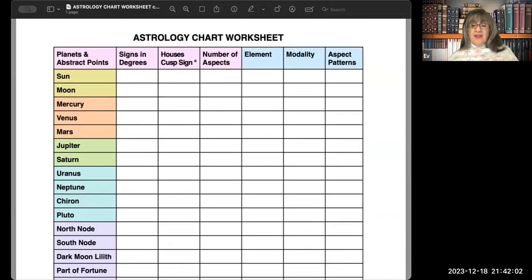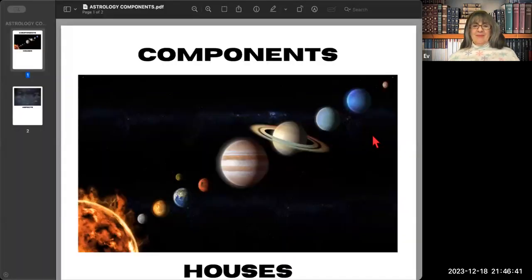The next step is going to be, now this is to me the fun part and the exciting part. These are the planets, which are part of the components of astrology. These are the actors in your natal chart. So when we're looking at the natal chart in that circle, it represents these planets.